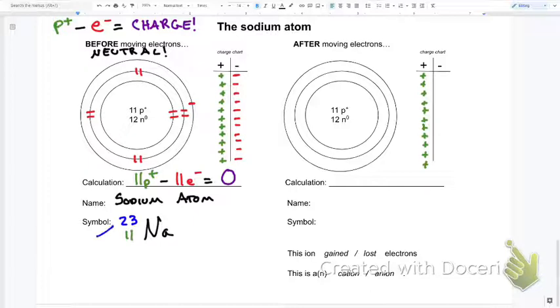Keep in mind that the mass number, that 23 on the top, is found by adding the number of protons plus the number of neutrons, which in this case is 12 neutrons, which gives us a mass number of 23. Okay, so that's the mass number. And then of course we have our atomic number, or the number of protons, on the bottom.